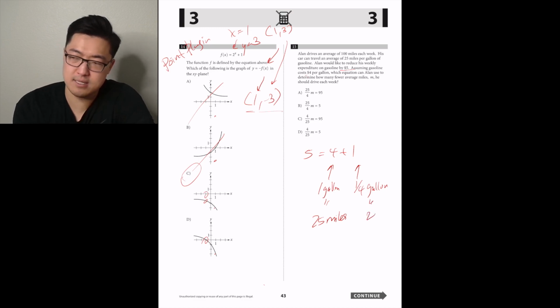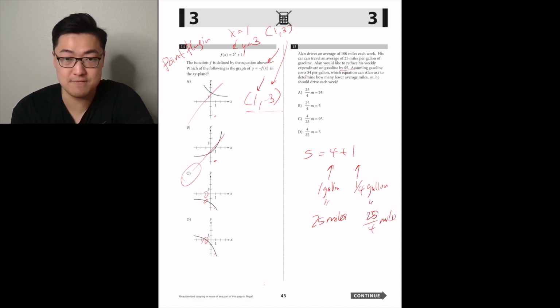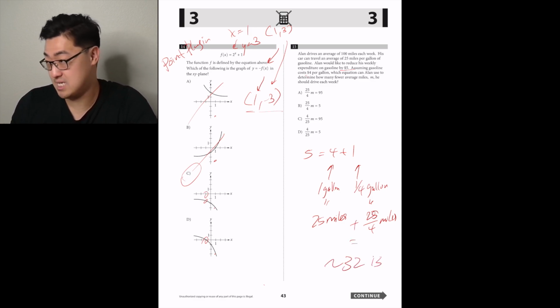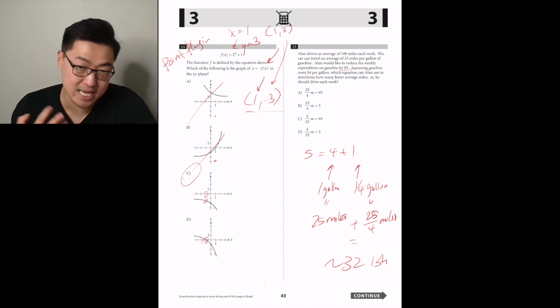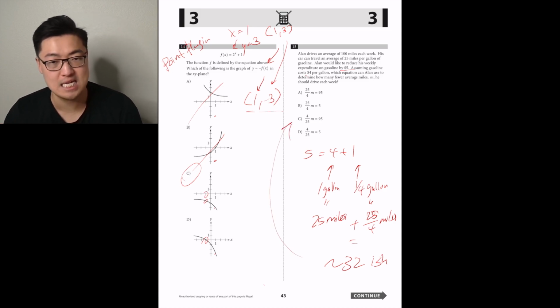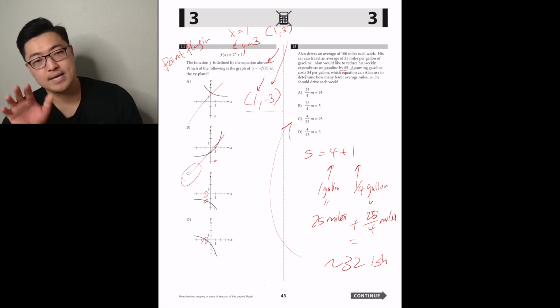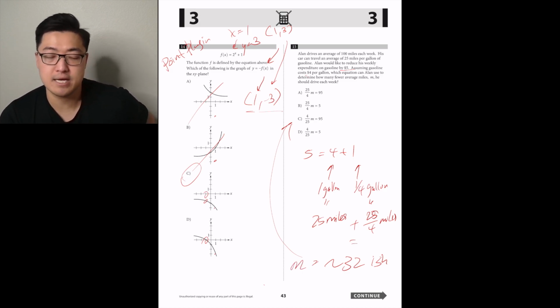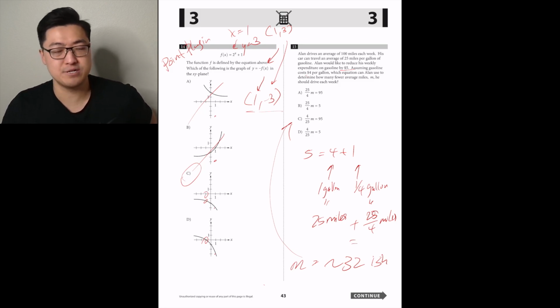That means that the 1 gallon would take him 25 miles. The quarter would take him another quarter of 25 miles, which is like 6 point something. So let's say m is roughly 32. I think he's going to save about 32 miles worth. If I plug in m is 32, the correct answer should give me a balanced equation. It should say something true. It should give me a true statement.